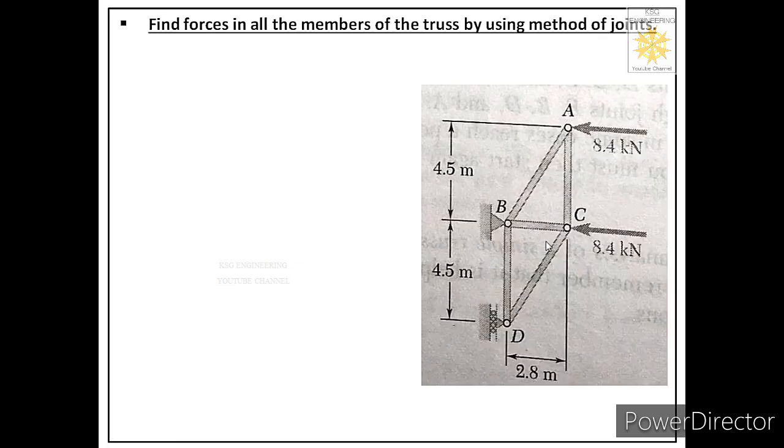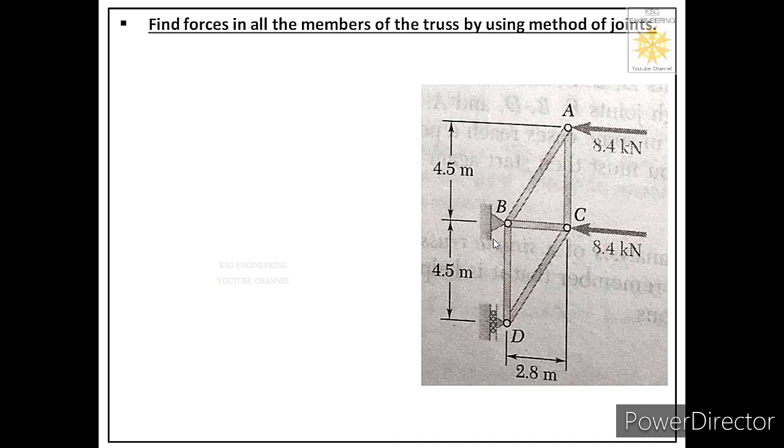So we are given one truss over here and we are asked to find forces in all the members of this truss by using the method of joints. Now we know whenever we have to solve any problem on trusses, the very first step is we should identify the supports given in that truss. So in this truss, we are given two supports. One is at joint B and second is at joint D. This is a pin support and this is a roller support.